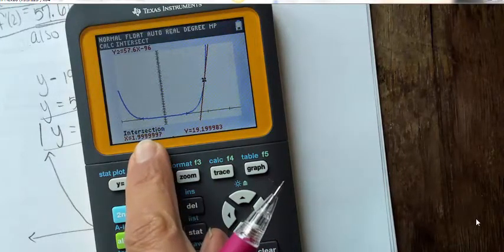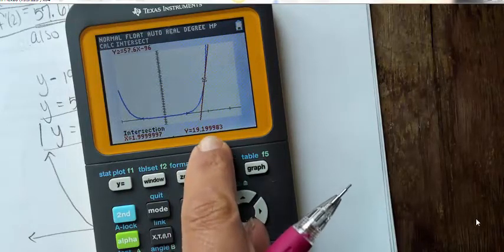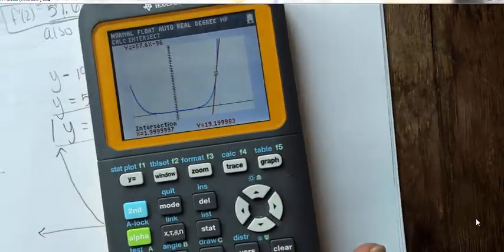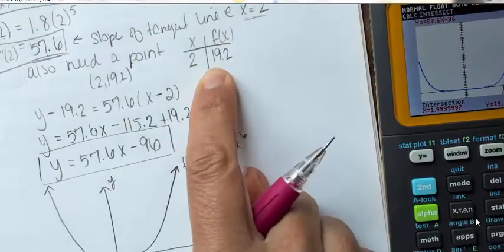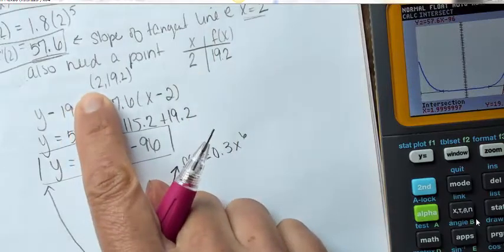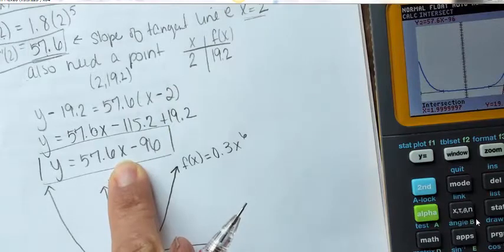1.999999, very, very close to 2. And then 19.19999, which is very close to 19.2, which is exactly the point that I was looking for, right? So when x equals 2, I was looking for the tangent line, and the equation of that tangent line.